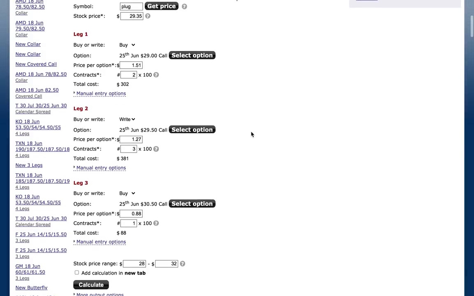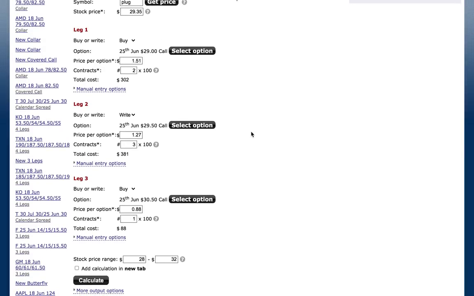So anyways, this is the variation to the long Christmas tree spread.